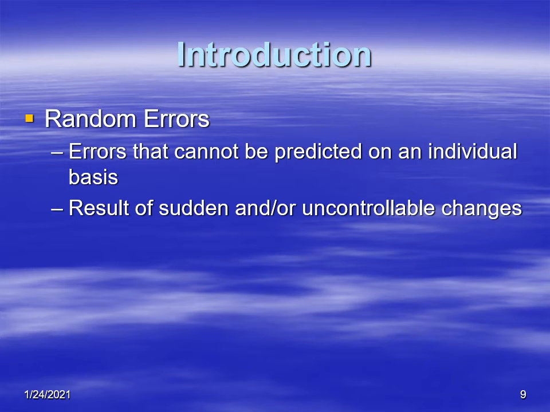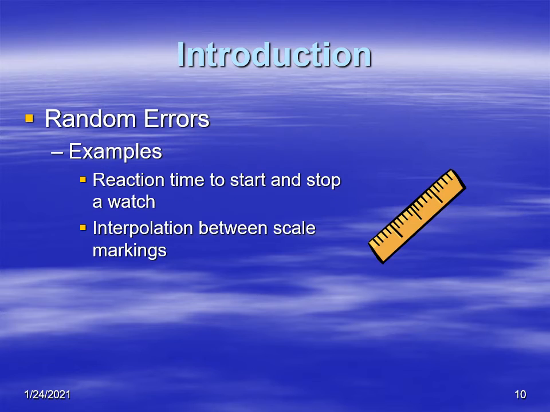Random errors are a little bit more difficult. With random errors, they can't be predicted on an individual basis, and they're usually a result of sudden measurements or uncontrollable changes. Some examples of random errors: if you're measuring a time, the reaction time that it takes to start and stop your watch is a random error. Sometimes it'll be early, sometimes when you push the button, it'll be late.